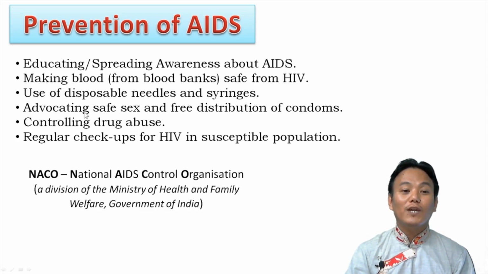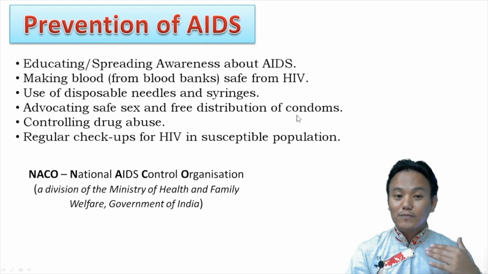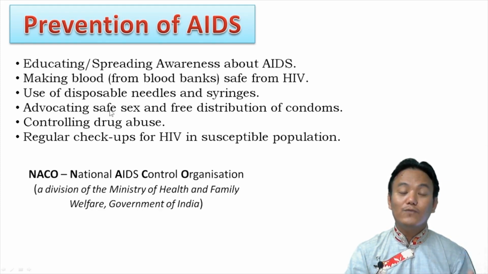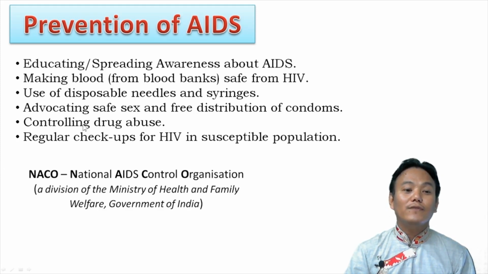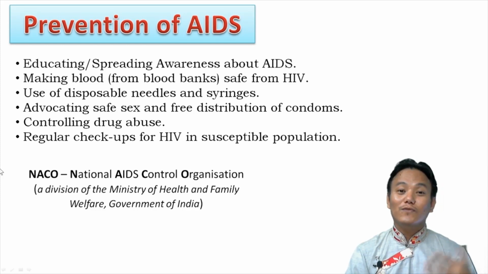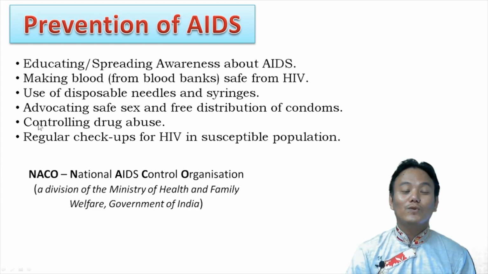And then we have advocating safe sex and free distribution of condoms. I told you that the spread of HIV can also happen through unsafe sex. If you advocate safe sex and freely distribute condoms, people will start using condoms, and that will prevent the spread of the HIV virus. Then we have controlling drug abuse. Those who abuse drugs intravenously tend to suffer from HIV infection, so if you control drug abuse, you can control the spread of HIV.